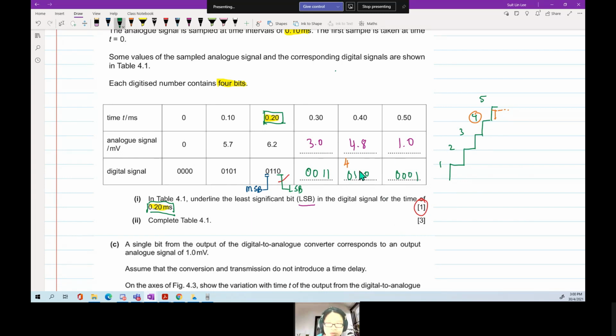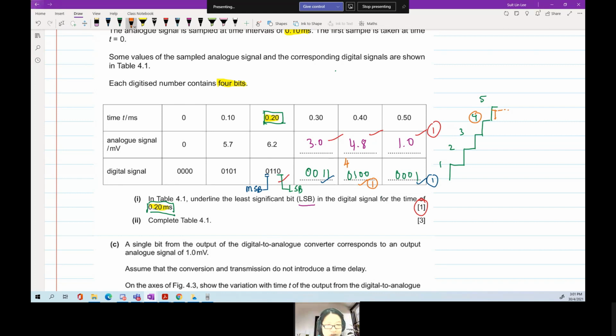Okay. So if you have all the binary numbers correct, you will get 1 mark. Everything here correct is 1 mark. Everything, this one and this one correct, is 1 mark. And finally, this one, if you read 4, you get 1 mark. If you read 5, you don't get this mark.